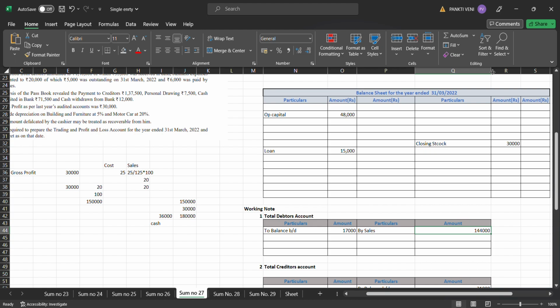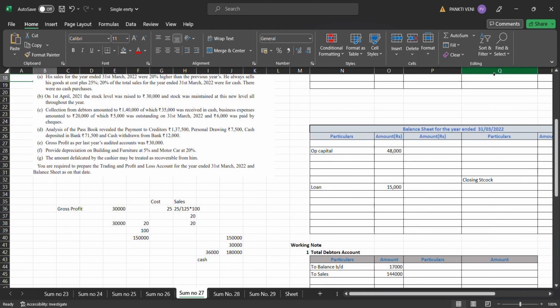So this much is done. Sorry, sales entry comes this side, purchase entry comes here. It's debtors to sales. Credit what goes out, 1,44,000. Done. So now I'll go for next entry.